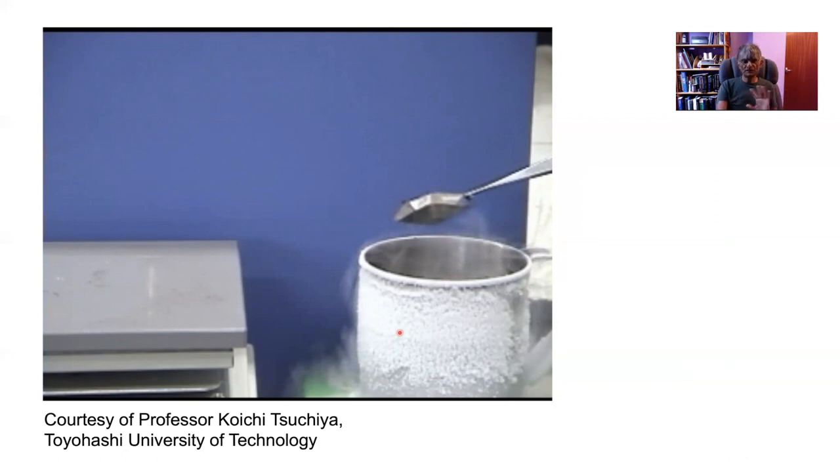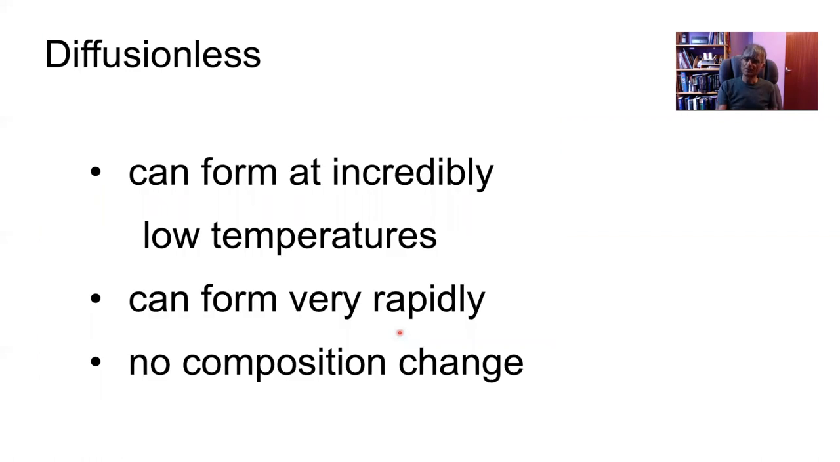Now, we have mentioned that martensitic transformation is diffusionless. And why do we think it's diffusionless? Well, it can form at incredibly low temperatures. So you saw that in one case, the martensite start temperature was 4 Kelvin. And it is inconceivable that during the timescale of that experiment, you could have any diffusion at all of any of the atoms.